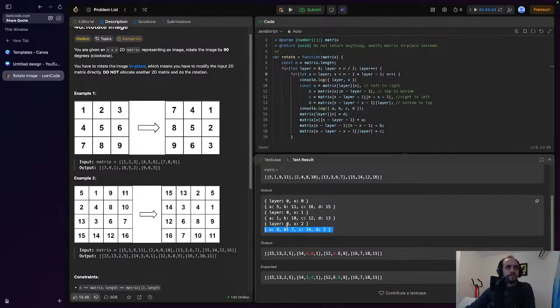And then it should be 9, 7, 14, 2. That's correct. Okay, so the problem is we're not going through multiple layers. We're rotating the outer layer, but not the inner layer. So we can figure that out by looking at this. Oh, we don't need to multiply by 2.